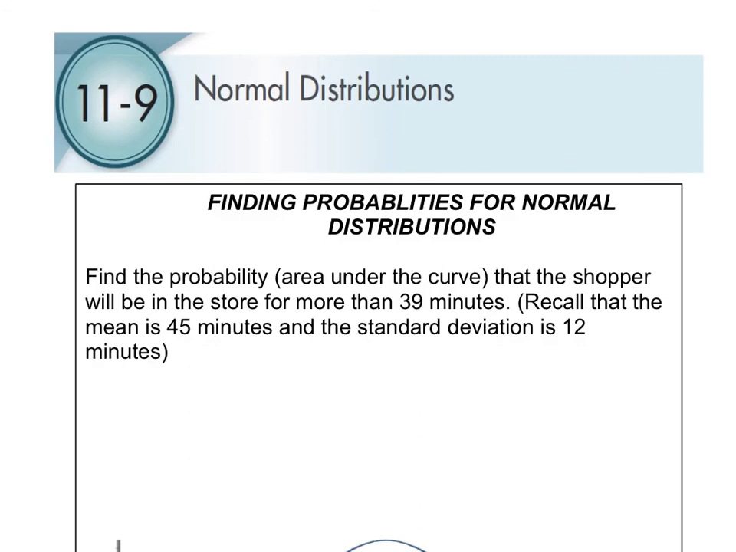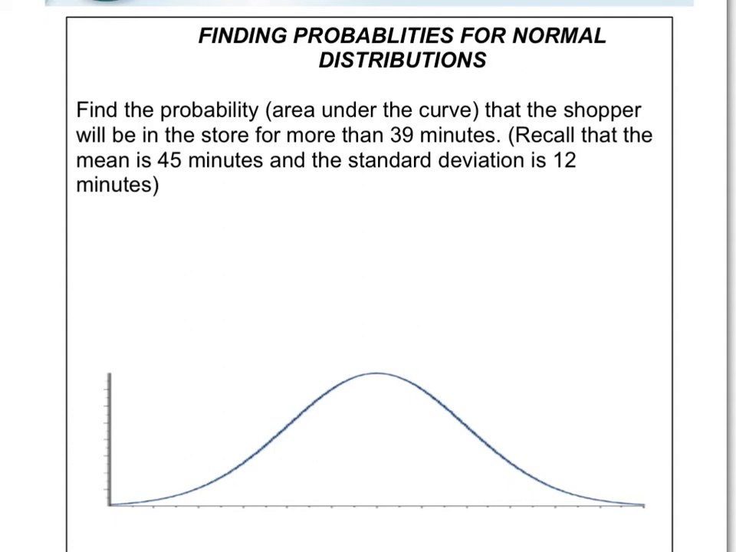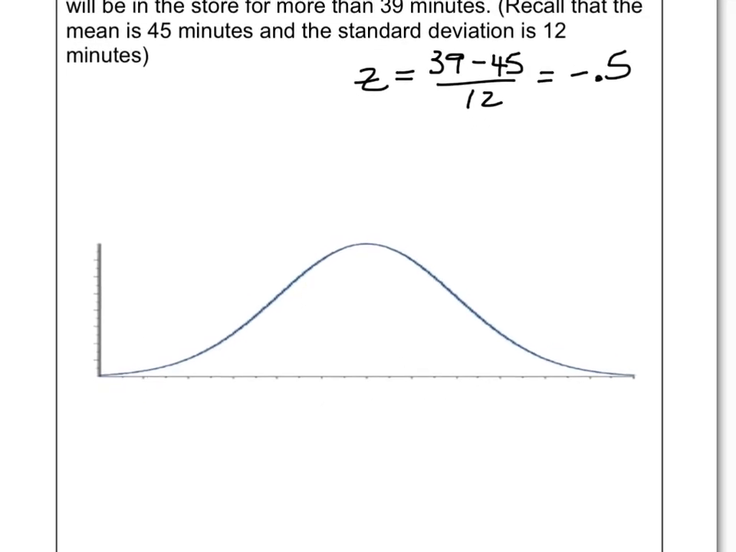Okay, now let's take a look here at this last example. We're going to use the same problem. Find the probability that the shopper will be in the store for more than 39 minutes. So again, I still need to calculate a z-score. My z-score is going to be 39 minus the average, which remember, the average was 45, divided by the standard deviation of 12. And if I calculate that, you come up with negative 0.5. That's the z-score you're looking at on the chart. So, as you draw this first number in here, remember that's 0, negative 0.5 is going to go about right in here.